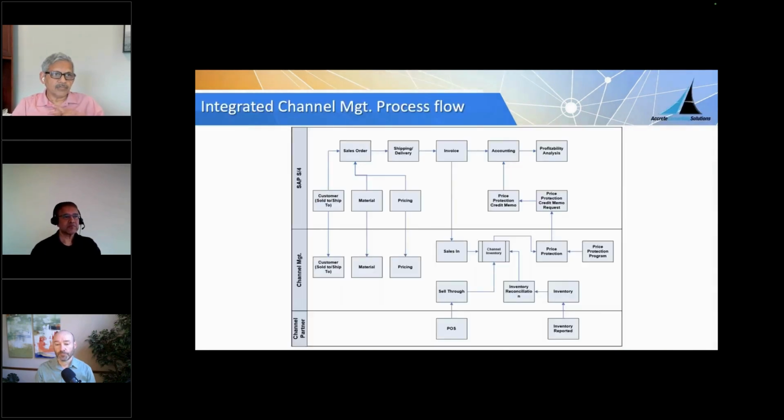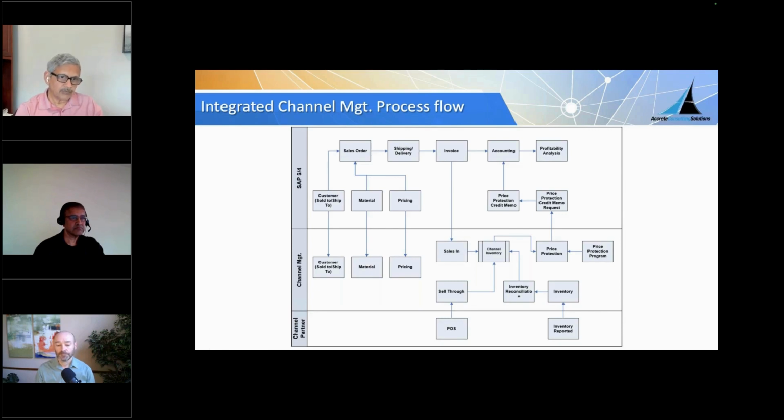So now I'm going to focus primarily on the integrated channel management process flow. If you look on the left-hand side, you have master data components. So this is SAP S/4HANA, and you have the channel management solution, and then you have the channel partners, which could be distributors, dealers, or end customers, dealers and distributors who basically sell to the end customers. So this solution actually benefits not just high-tech and semiconductor, where it is very prevalent.